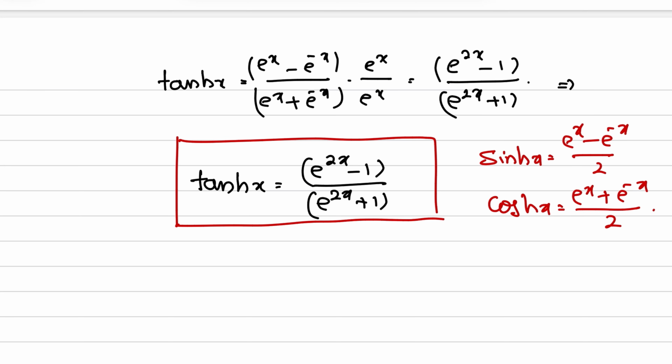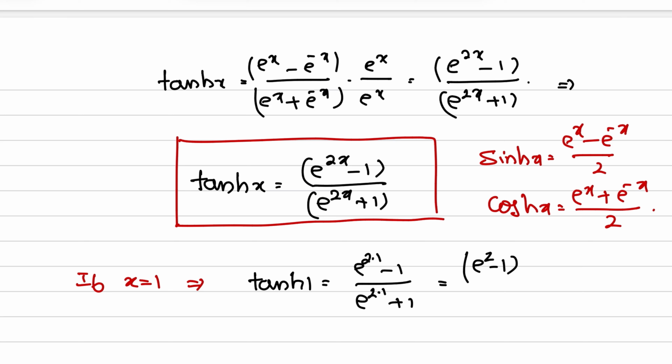Now, if x is equal to 1, it implies tanh 1 is equal to e to the power of 2 into 1 minus 1 by e to the power of 2 into 1 plus 1. That is equal to e square minus 1 by e square plus 1. That is tanh x.